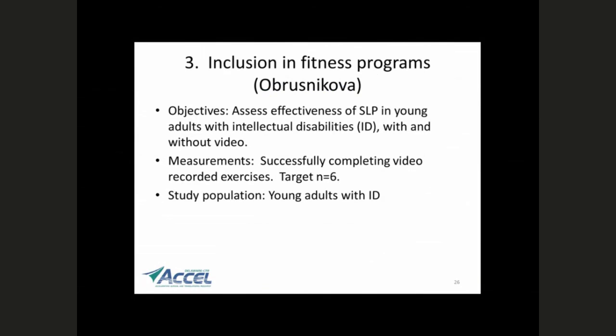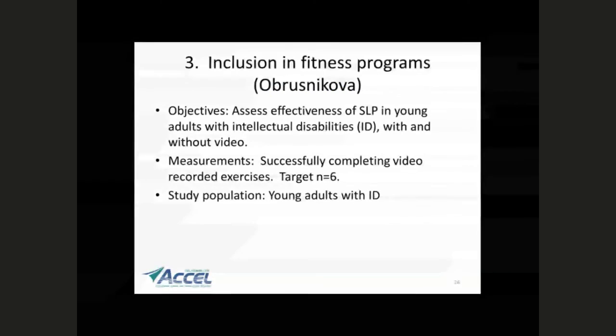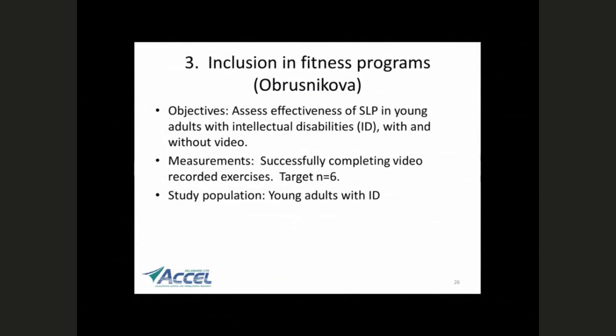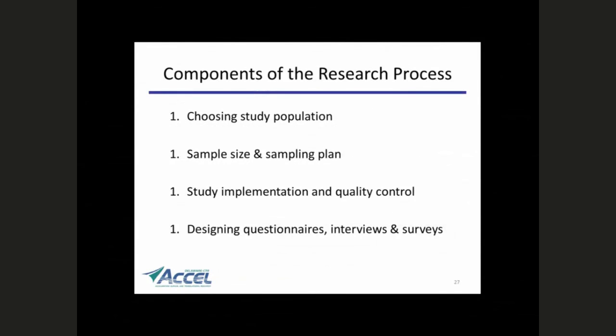There was a study looking at inclusion of individuals in fitness programs. So very easy, like I want to study inclusion of people in a fitness program, but what's your real objective, right? So their objective then laid out they wanted to look at the effectiveness of a type of fitness program in young adults with intellectual disabilities with and without video support, right? And so they successfully completed video recording exercise. They targeted 6 individuals, right? So studies don't have to be huge. They can be exploratory with a few people. And they knew their study population was young adults with intellectual disability.